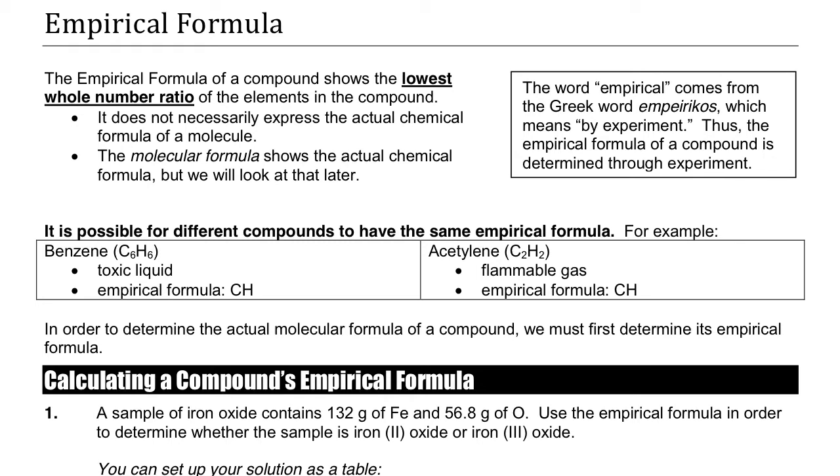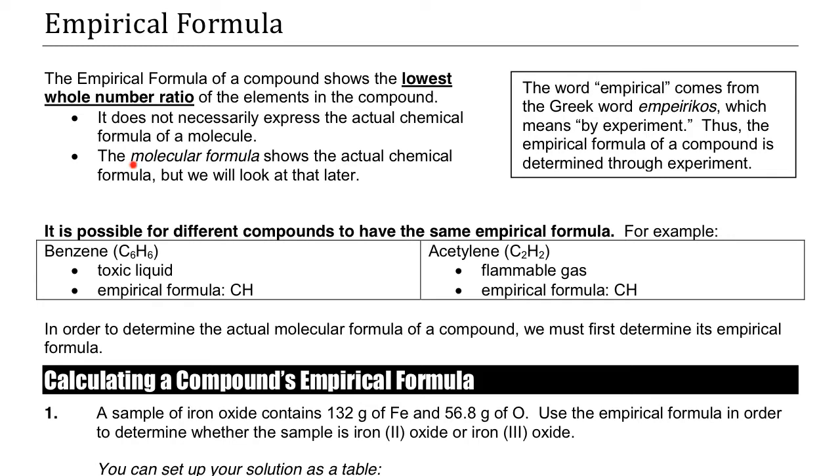Here we're talking about empirical formula. So this is a formula that shows the lowest whole number ratio of the elements in the compound. And this is derived from experiment, and that's actually where the word empirical comes from. It's a Greek word, empirikos, which means by experiment. So this empirical formula is the formula that's derived by experiment. And I'm going to show you how we develop that today.